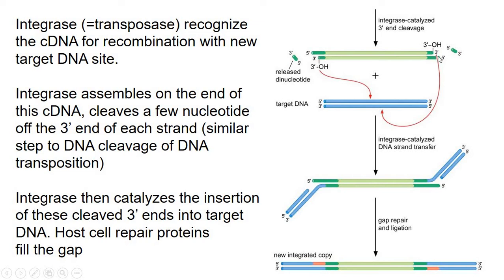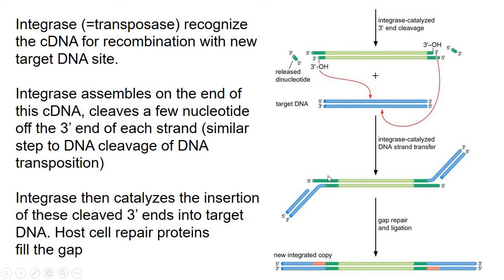Here the integrase makes these cuts at the 3' end to make these 3' hydroxyl groups. It usually releases a dinucleotide, and this dinucleotide release is what makes the direct repeat, or duplicated repeat, in the DNA, because it's going to fill this sequence. This integrase assembles at the end of the cDNA, cleaves a few nucleotides from here, makes these 3' hydroxyl groups. And then integrase will catalyze the integration or insertion of these cleaved 3' ends into the target DNA.